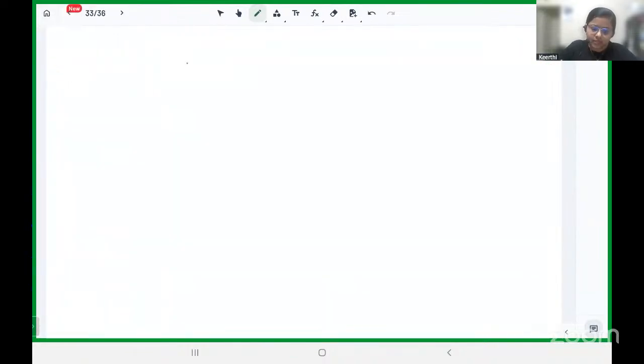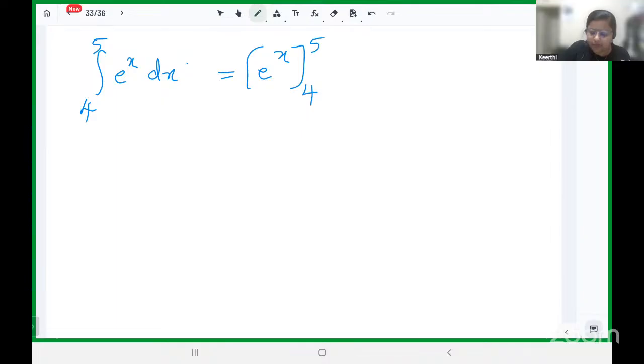So the first question is the integral from 4 to 5 of e raised to x dx. Okay, so how can you evaluate this one? You integrate it as usual, so you will get e raised to x, then from 4 to 5.